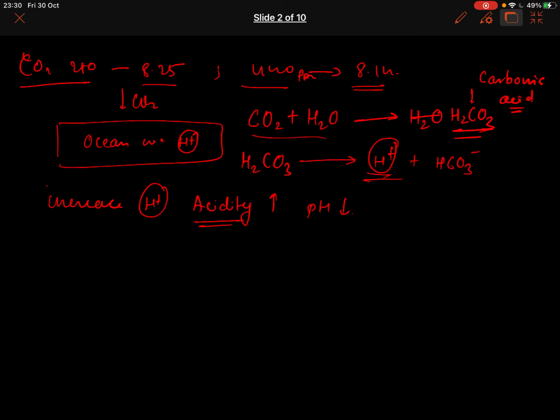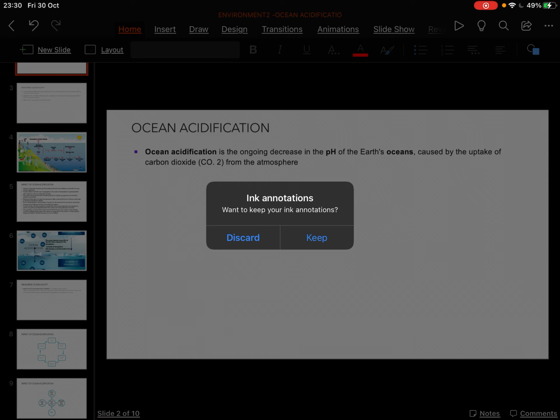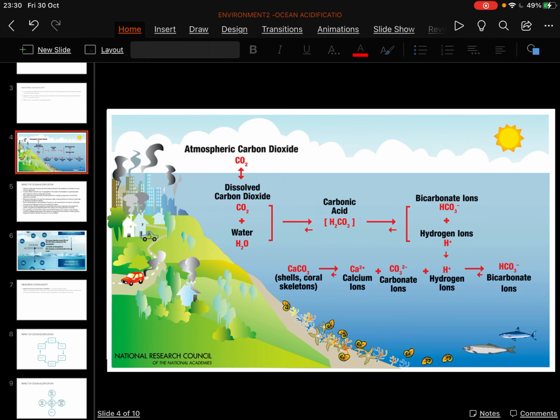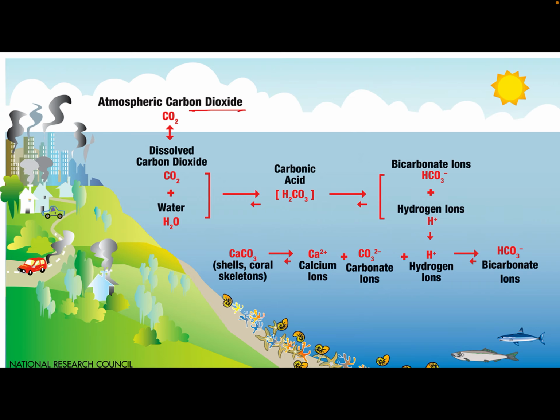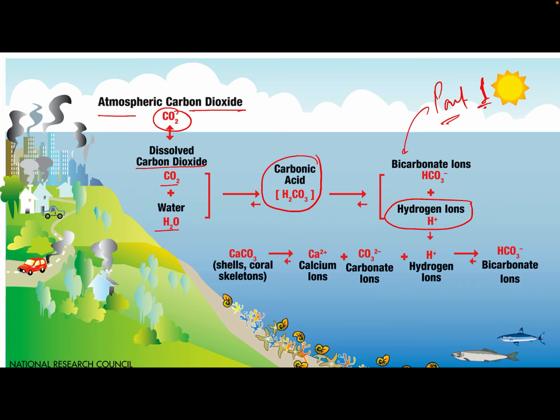Now let us address our next concern. So in very simple diagram you can see the chemical reaction, that there is atmospheric carbon dioxide CO2, it gets dissolved in ocean water, CO2 combines with water, forms carbonic acid, and it further releases a hydrogen ion, right? So this is part number 1.